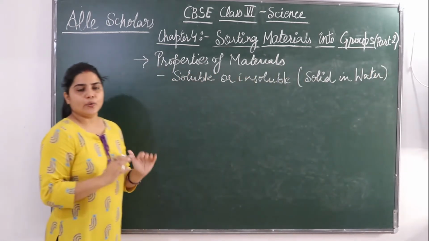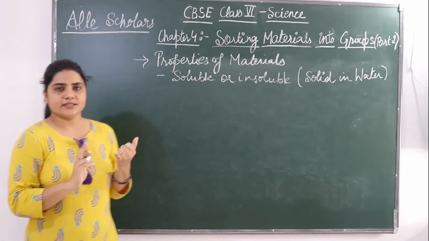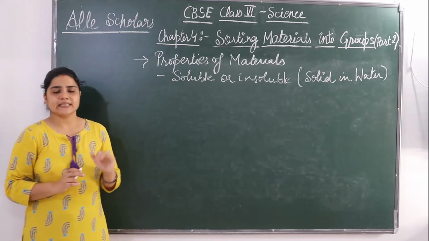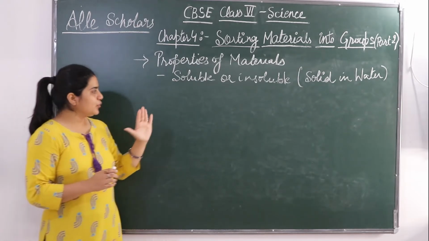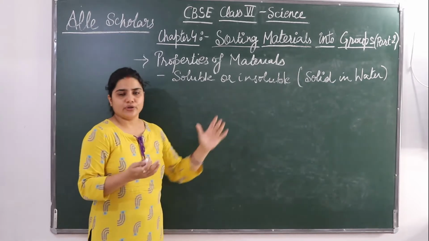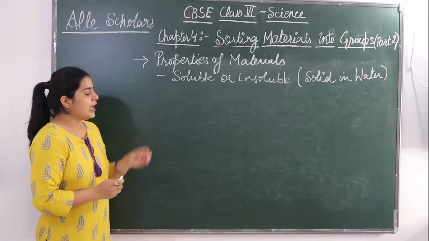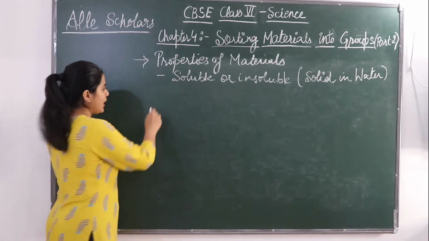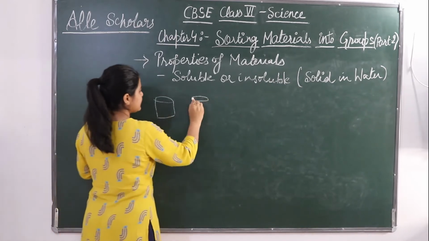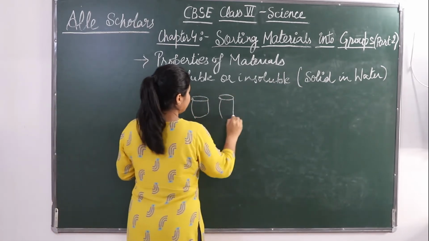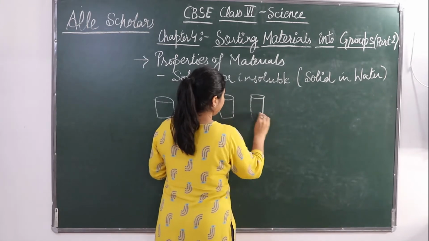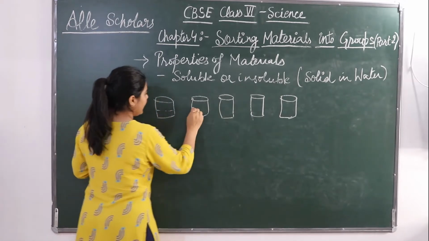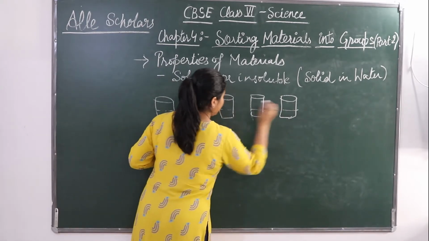For this we are going to collect some substances such as sugar, salt, chalk powder, sand and sawdust. What we have to do is take 5 different glasses, or you can also take a beaker if you have one. Now we have to fill each of them about 2/3 with water. Like this you take 5 glasses: 1, 2, 3, 4 and 5. Fill up to 2/3 with water.